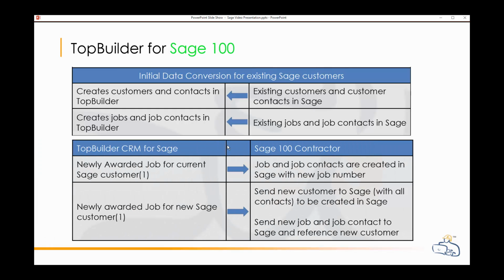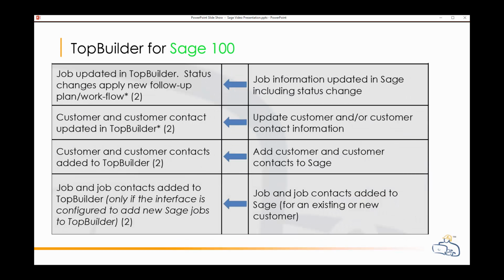Once all the clients and the contacts and the jobs are converted, TopBuilder will send any new jobs or new customers or new customer contacts over to Sage when they are awarded within the CRM. Once that happens, TopBuilder will monitor the status of all the clients, all the jobs, all the contacts for any changes. Any changes that take place get sent to TopBuilder for updates.